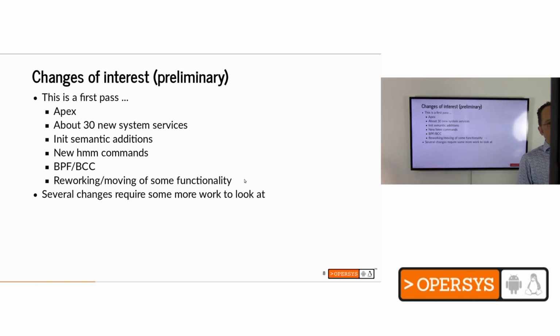So Apex, which I mentioned earlier, and I'll get back to that later on. There's about 30 new system services. I believe some of those are just rearrangement of existing things, so it's not like these are necessarily totally new. Some of them are for sure. There are some changes to the init semantics, or maybe I should say rather additions.